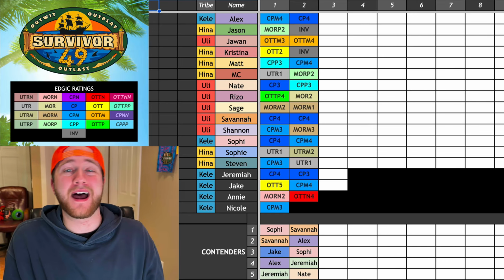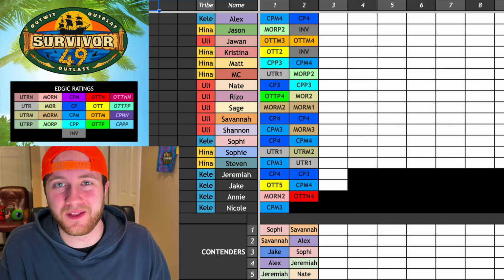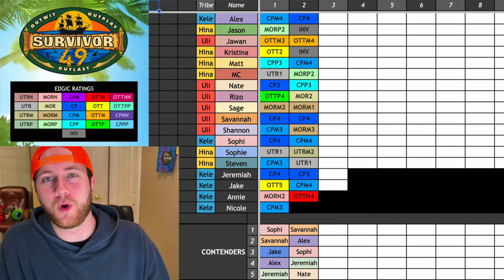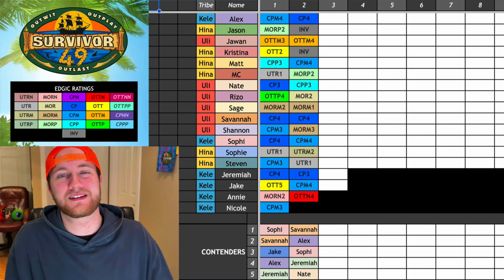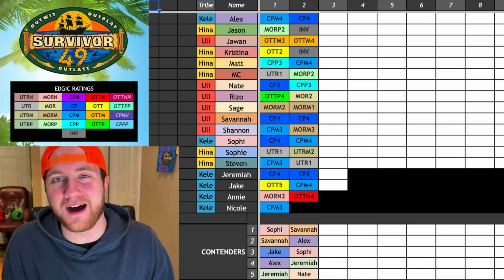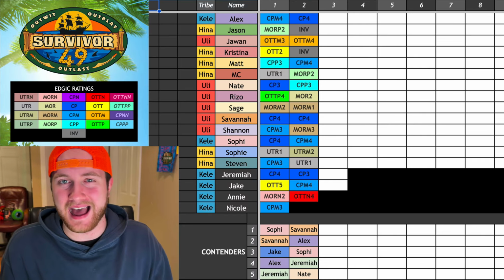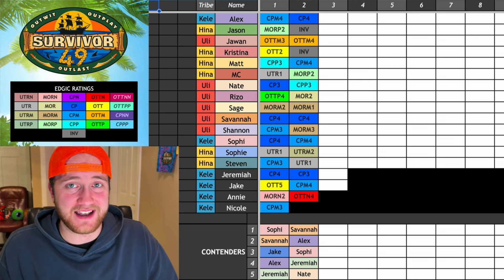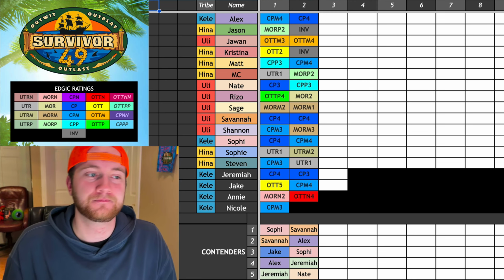And finally, this is the visibility scale, which is the number at the end of the rating in every quadrant on the spreadsheet, which is basically just a visibility scale from 1 to 5 on how much screen time they got in the episode. 1 meaning they were barely in the episode, 5 meaning they got a lot of screen time in the episode.